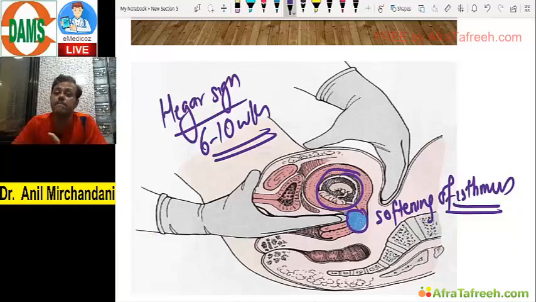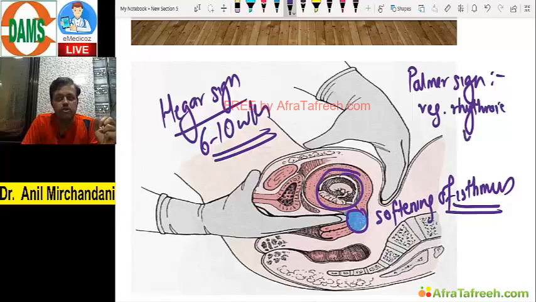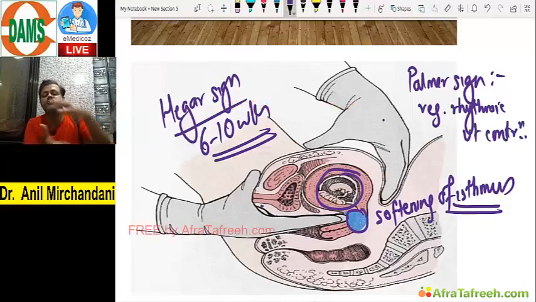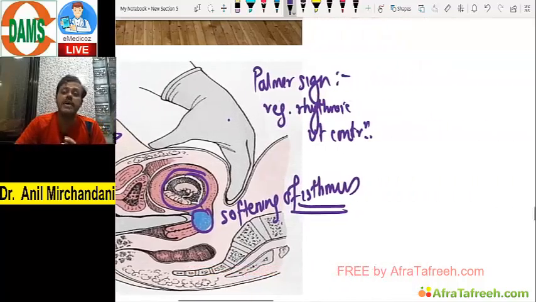Similarly, there is a sign called Palmer sign. Palmer sign is regular, rhythmic uterine contractions on bimanual examination. If you are feeling regular rhythmic uterine contractions, that's Palmer's sign. Then there is something called Osiander sign. There is something called Piskacek sign. There is something called Goodell sign.